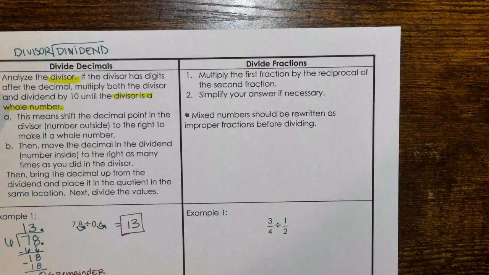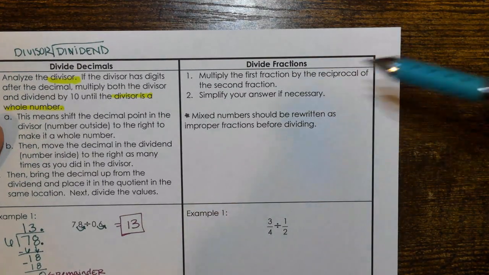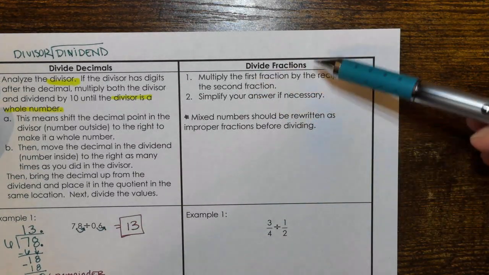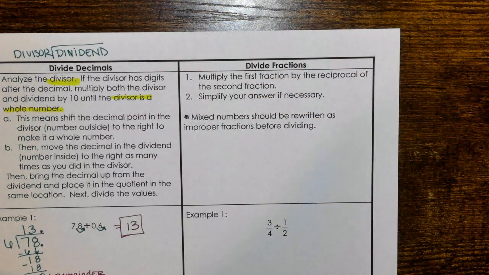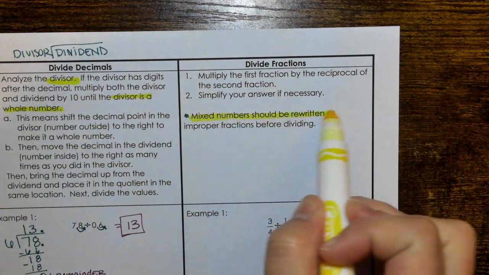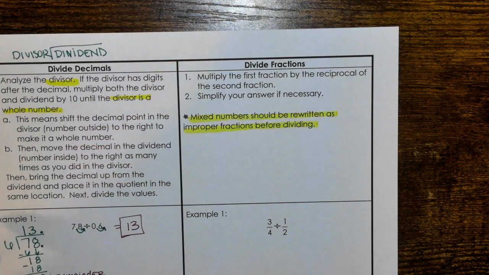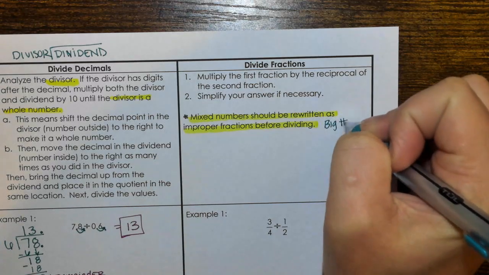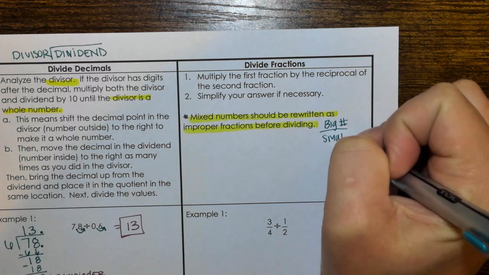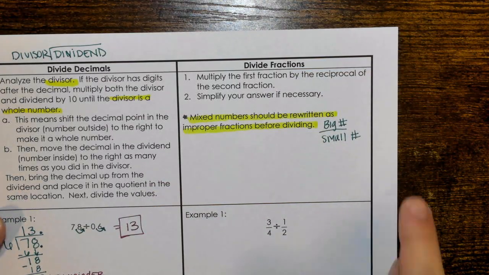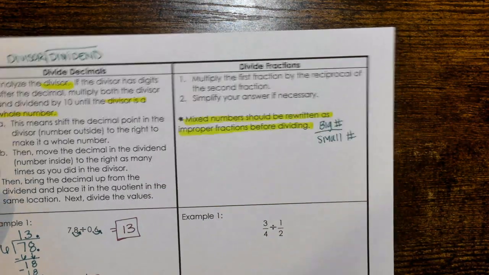All right, welcome back. We are going to be dividing fractions. So the first thing you need to know when we are dividing fractions is this statement that has a big star by it. Mixed numbers must be written as an improper fraction. Remember, an improper fraction means you're going to have a big number over a small number. So before we even start dividing, let's try to remember, how do I change a mixed number?